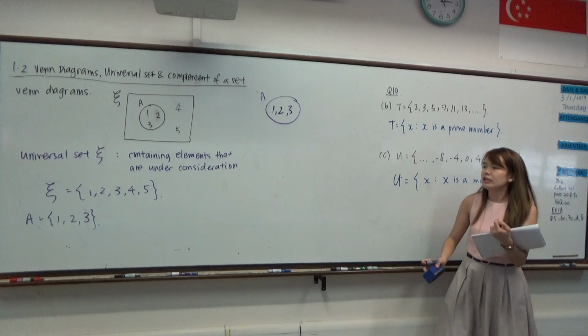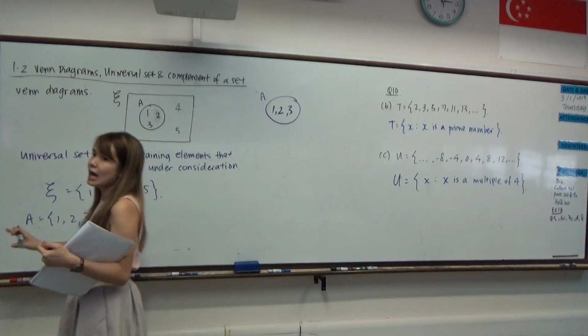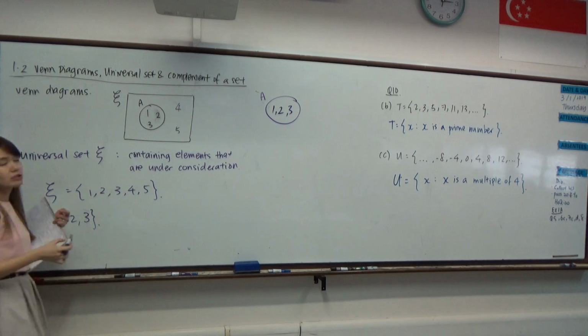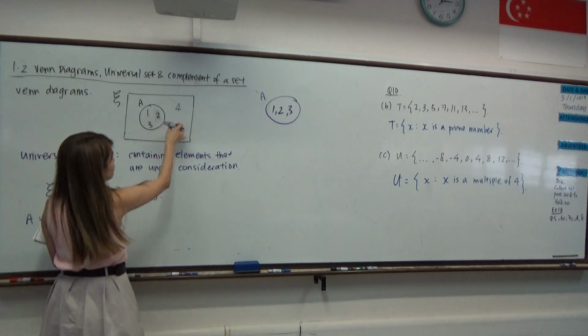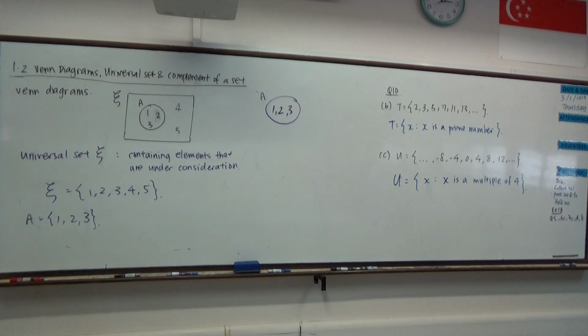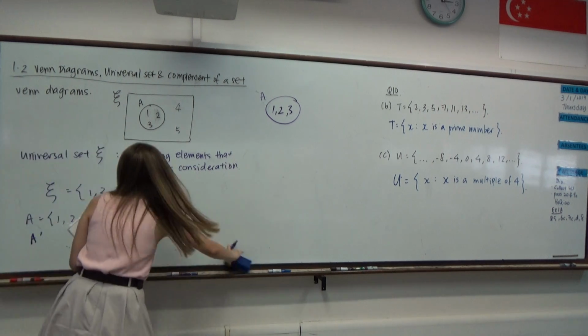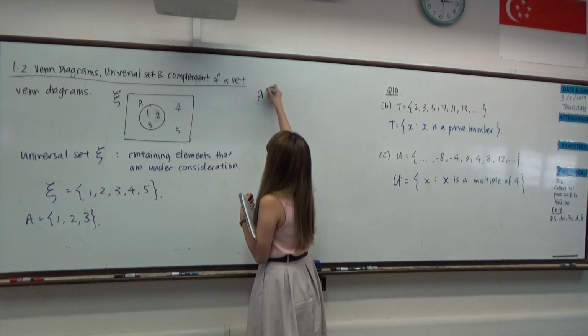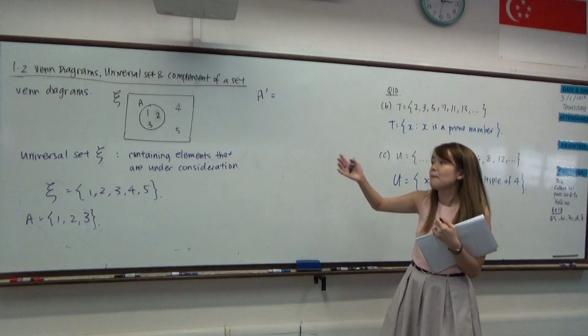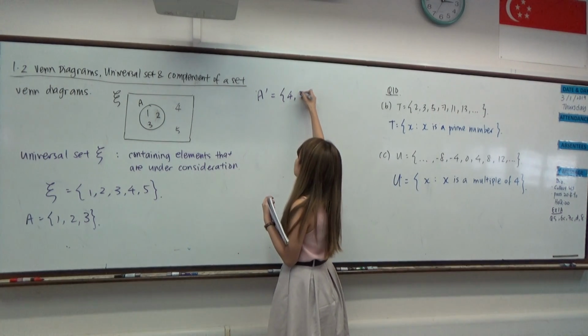Okay. Now, if I have a name for the universal set and I have a name for this particular circle that contains 1, 2, and 3, I definitely would need a name for the 4 and 5 as well. So 4 and 5 is not part of A, right? That is what we call a complement set. Usually we will put A and then apostrophe on top. We call it prime. So A prime, or A complement, will be the set containing 4 and 5.